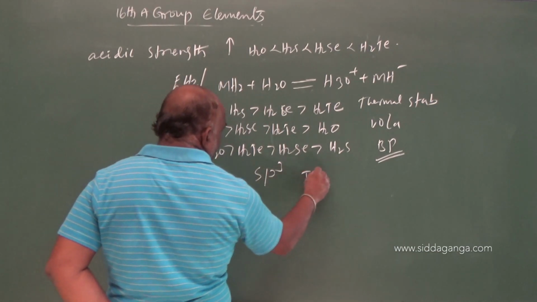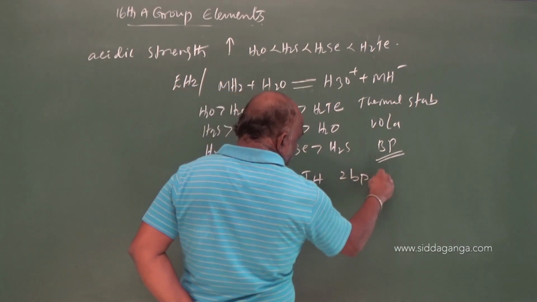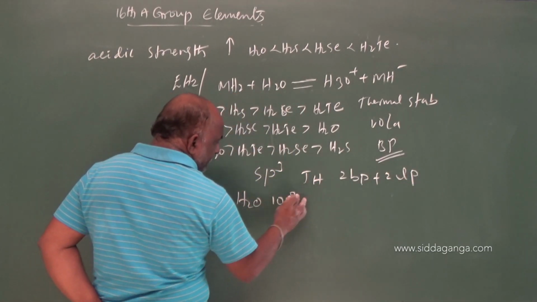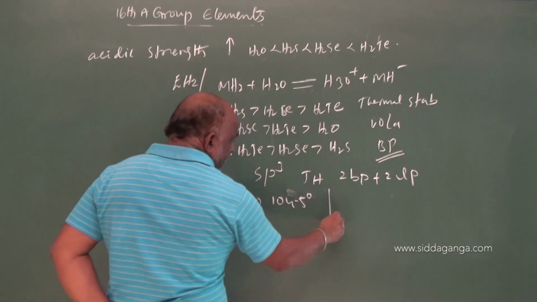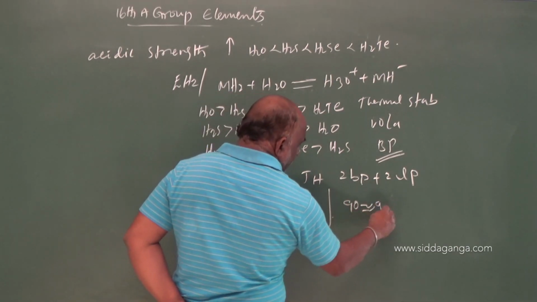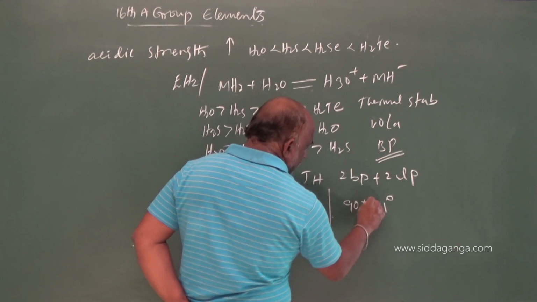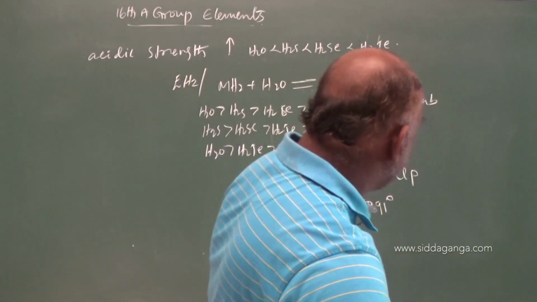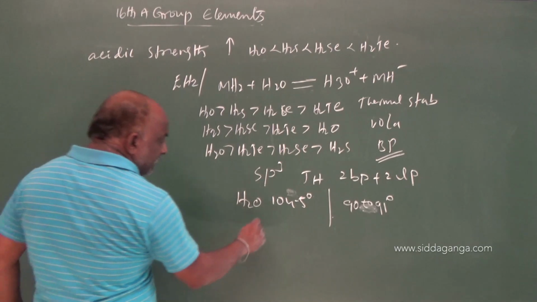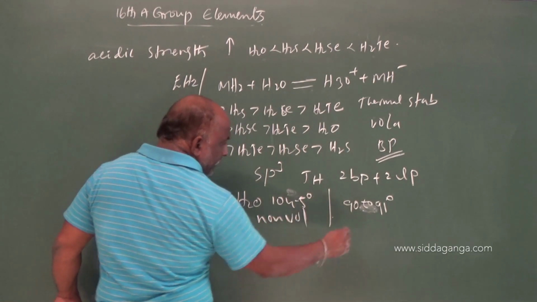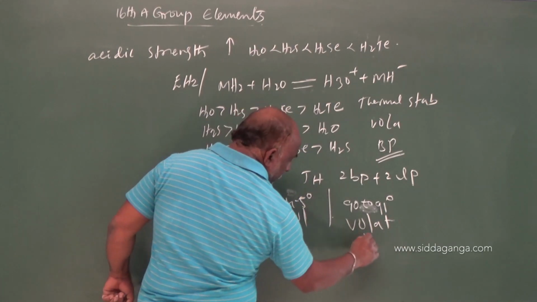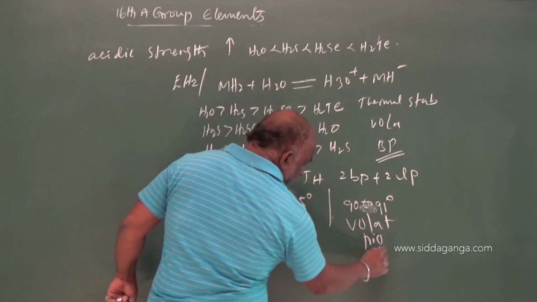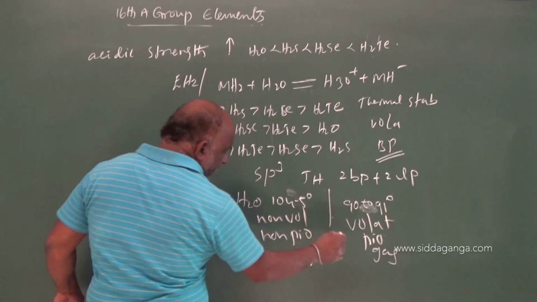All are sp3 tetrahedral, with 2 bond pairs plus 2 lone pairs. H2O has a bond angle of 104.5 degrees, and the rest are 90 to 91 degrees. Water is non-volatile; the remaining all are volatile. All the others are poisonous, while water is non-poisonous. Water is liquid, and the others are gaseous.